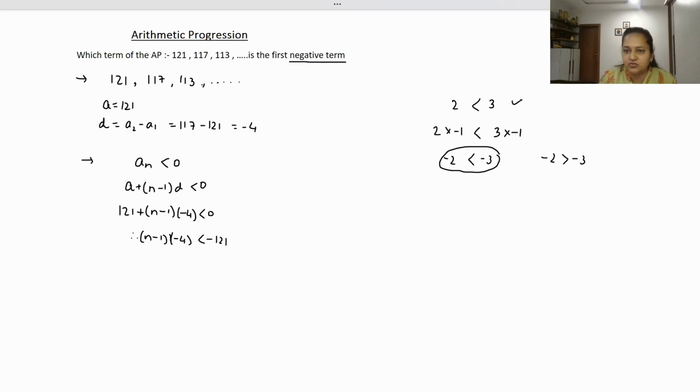So if we have any two numbers of this form, say we've just taken an example where 2 is less than 3, then minus 2 will be greater than minus 3. The inequality sign will change. Why will it change? Because we are multiplying with minus 1. And when we multiply with minus 1, the inequality will change, right? It is not the condition when we are adding or subtracting, right?